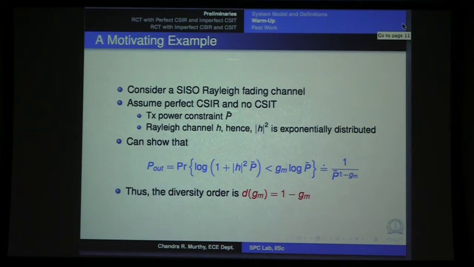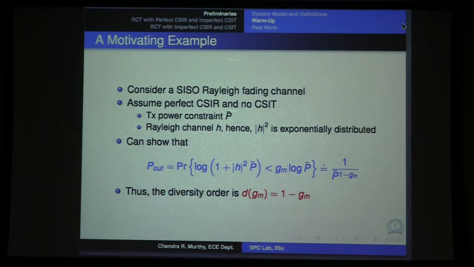So I'll start with a very simple motivating example, which will motivate the kind of gains we are looking for in this work. Let's consider a single input, single output Rayleigh fading channel. So there's only one scalar channel between the transmitter and receiver, and assume that the receiver has channel state information and the transmitter has no CSI. Let's say the power constraint at the transmitter is P bar, and the channel is Rayleigh fading, so H squared is exponentially distributed.